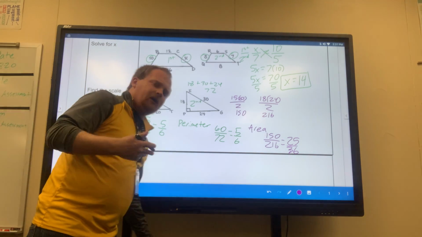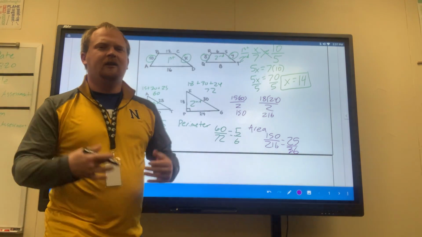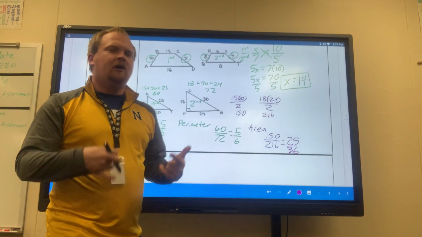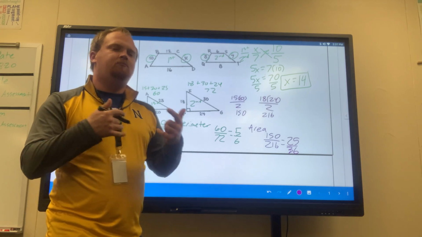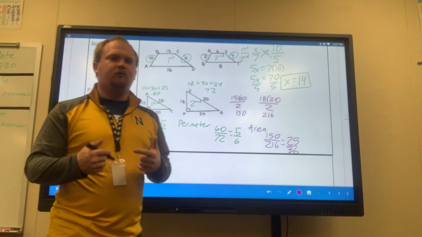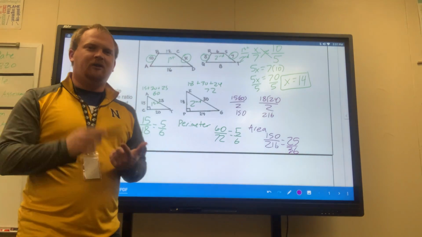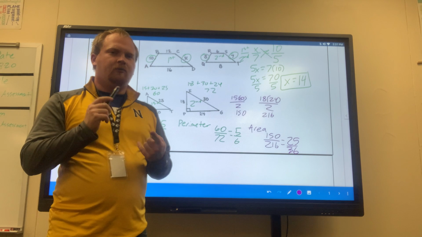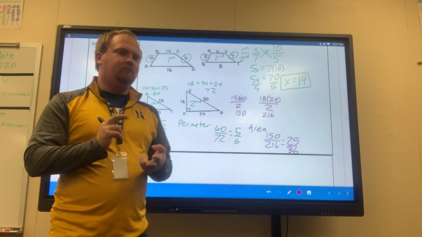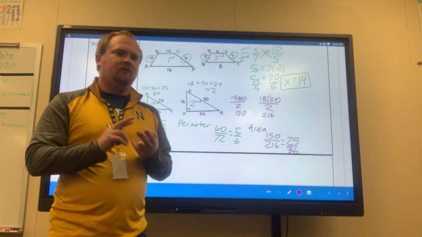So as long as we are able to find the scale factor, as well as set up proportions, similar figures will be easy to work out. We just have to remember that similar figures are based on the scale factor, which is the proportional corresponding lengths of the figures.